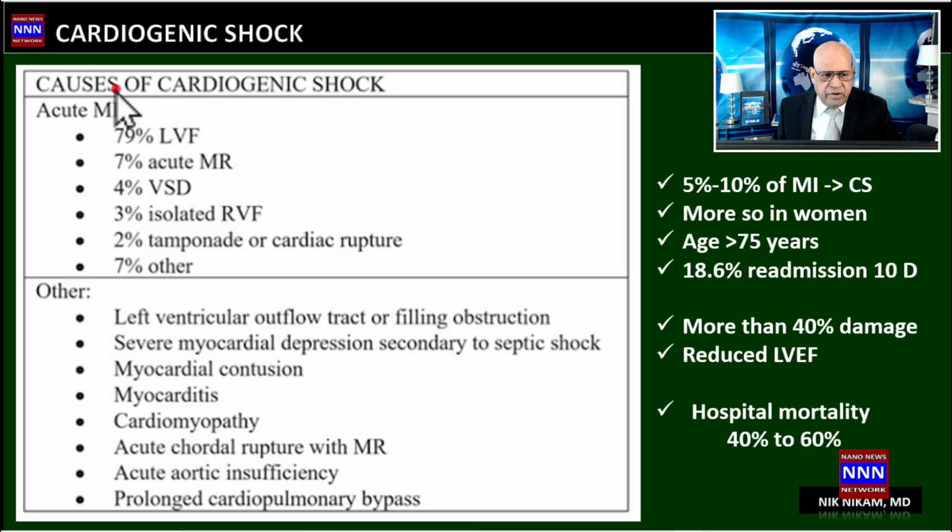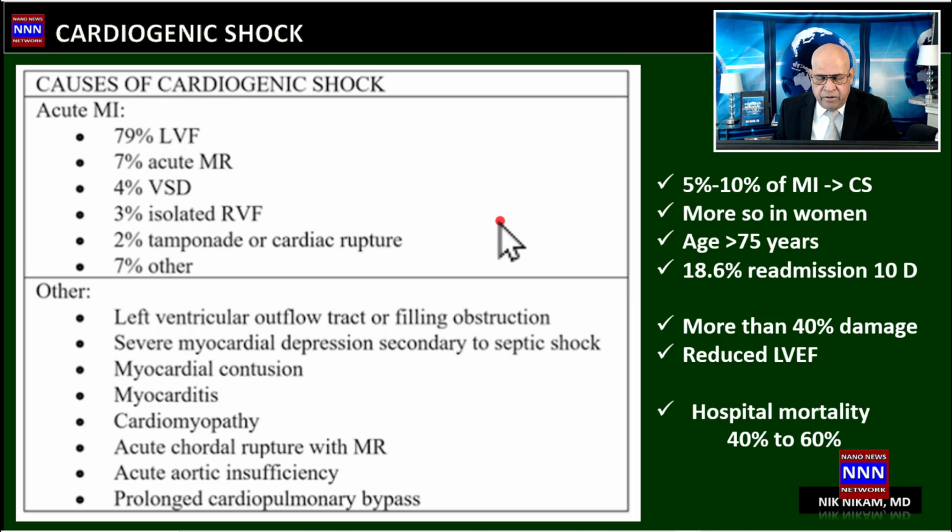Acute myocardial infarction, 80% of them resulting from left ventricular failure. And some of the complications related to myocardial infarction can put a patient in cardiogenic shock, namely acute mitral regurgitation, ventricular septal defect, or isolated right ventricular failure, or a combination of left and right heart failures, and 2% tamponade and others. So these are some of the most common causes of acute cardiogenic shock. There are a few other conditions, but they are not very prevalent compared to the setting of an acute myocardial infarction.